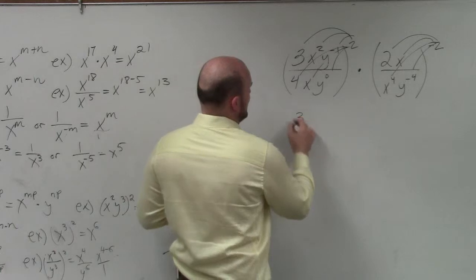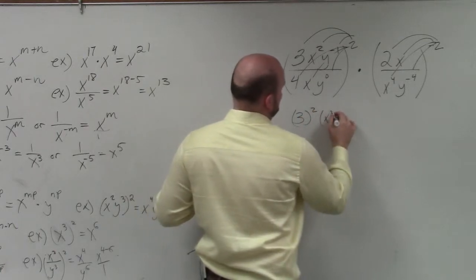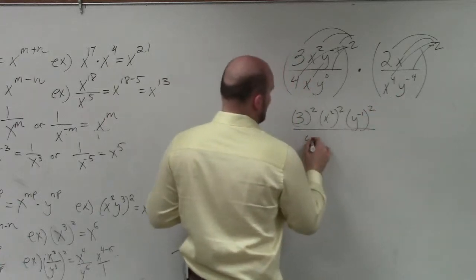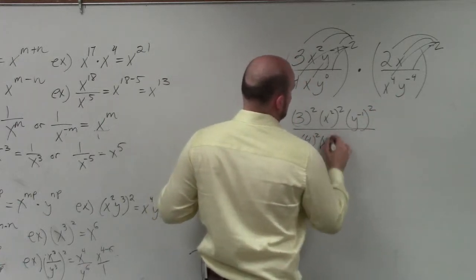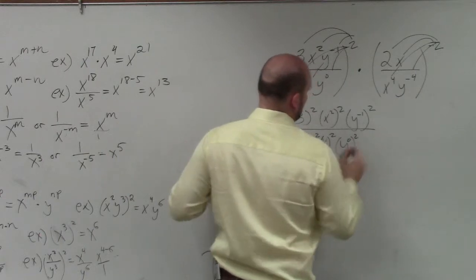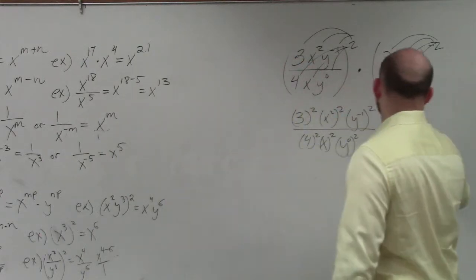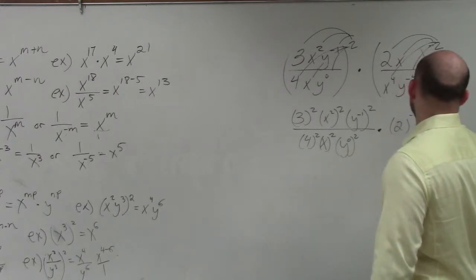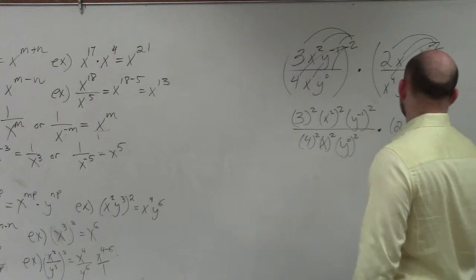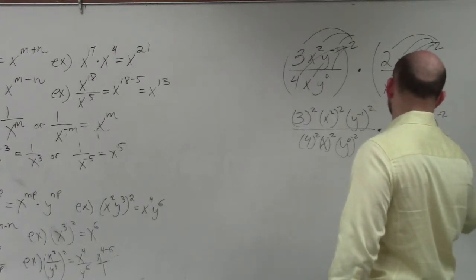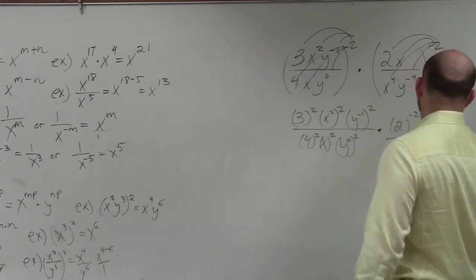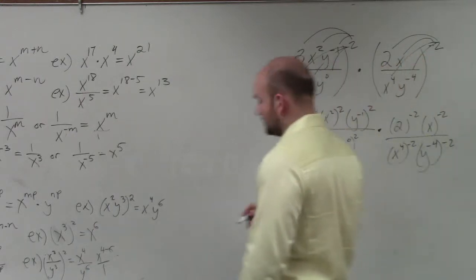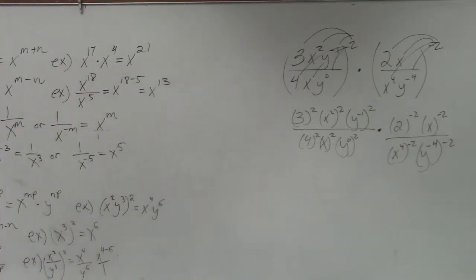So therefore, I basically have 3 squared times x squared squared times y to the negative first squared divided by 4 squared x squared y to the 0 squared times 2 to the negative second times x to the negative second divided by x to the 4th negative second y to the negative 4th. OK. Does everybody see what I did?